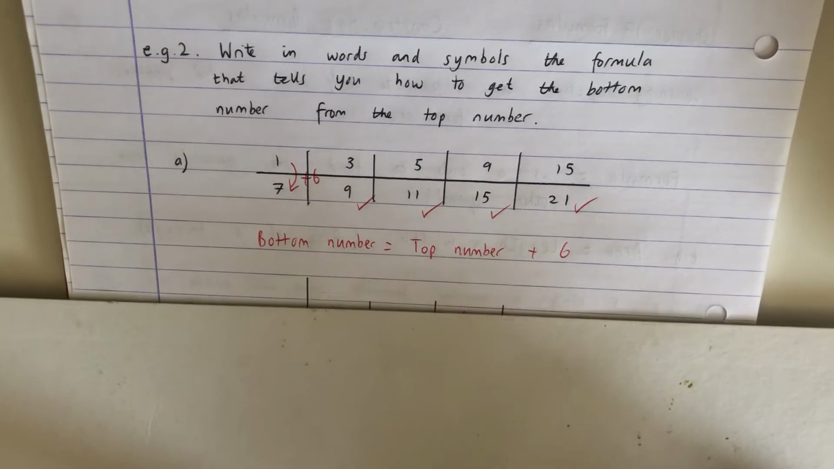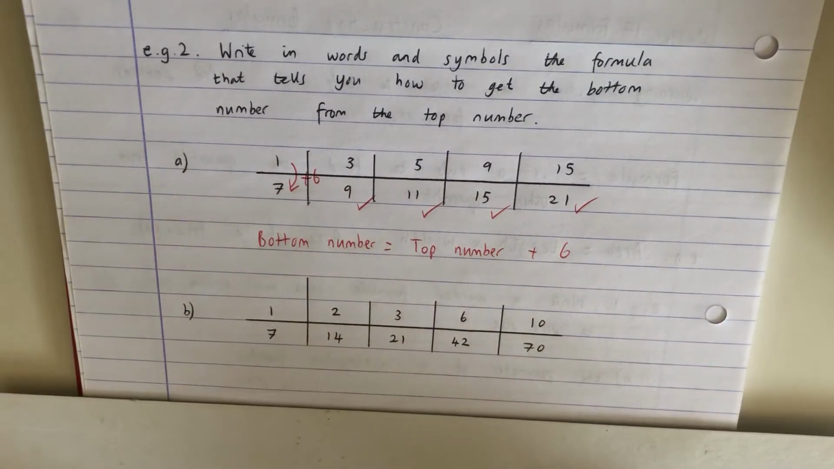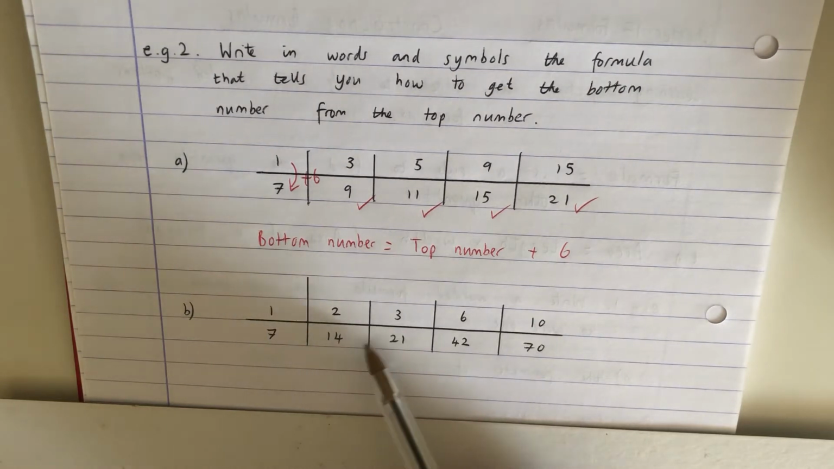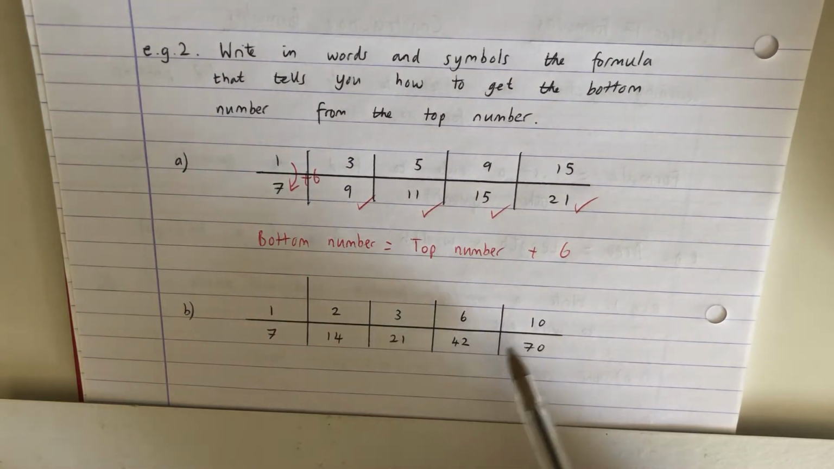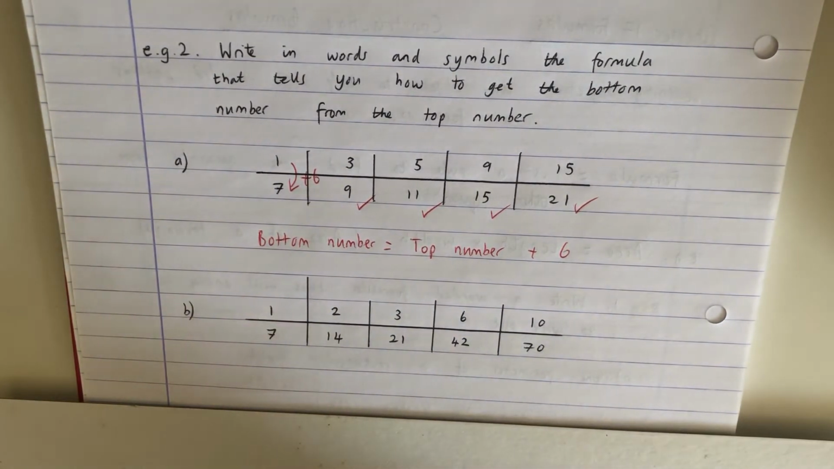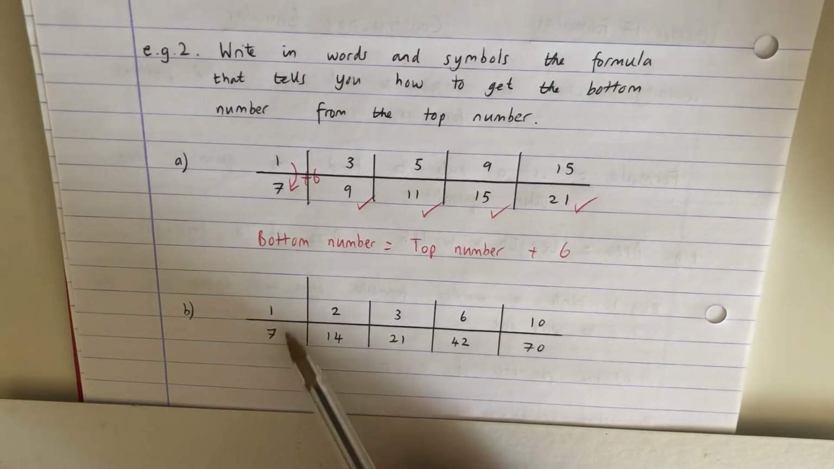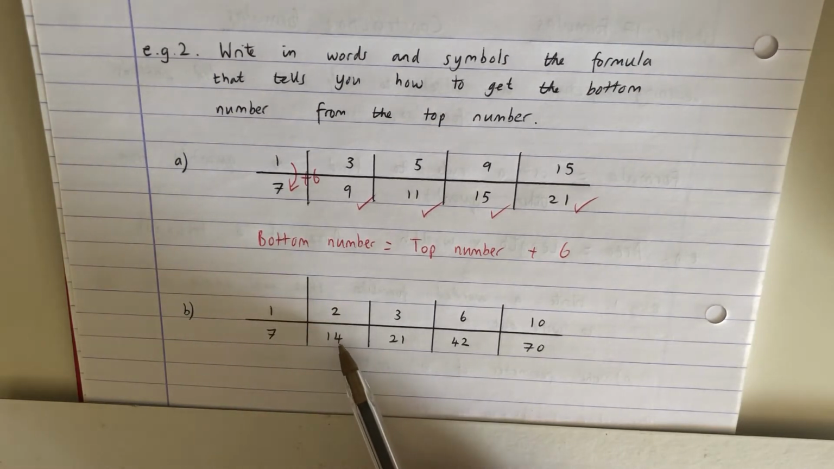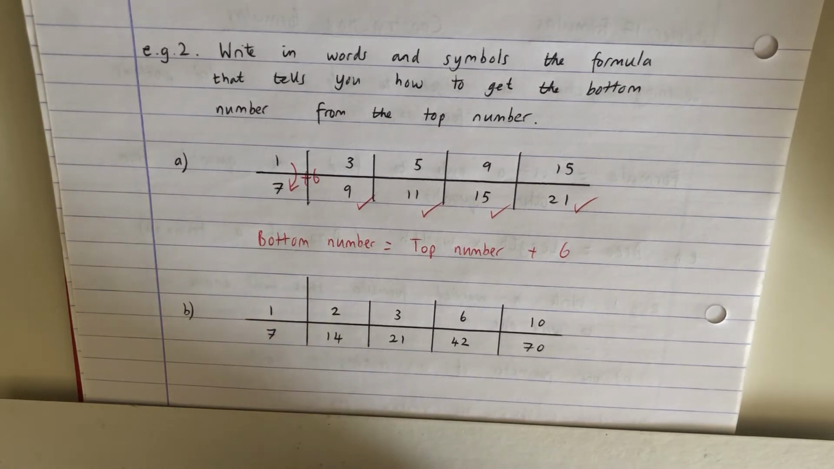Let's try the next one. Okay, the next one, we've got 1, 7, 2, 14, 3, 21, 6, 42, and 10, 70. Now this 1, 7 looks familiar to the one above. But if we try the rule of adding 6, it's not going to work for this one. 2 plus 6 doesn't give you 14. So it must be another rule. Have a think about what you think it's going to be.